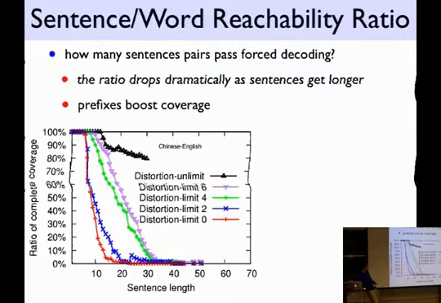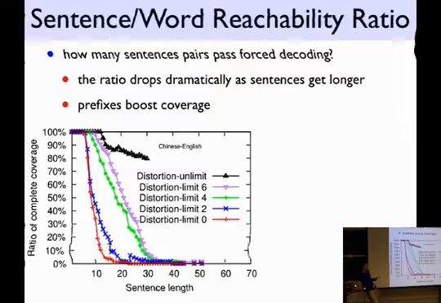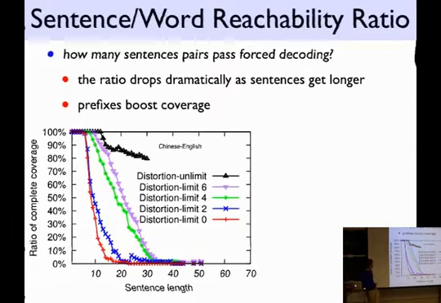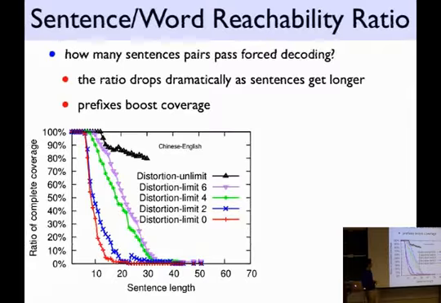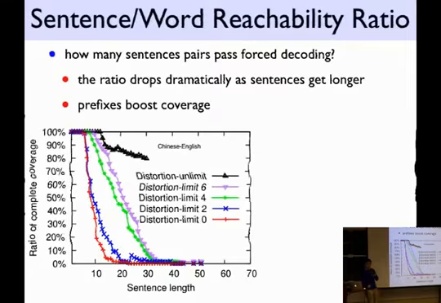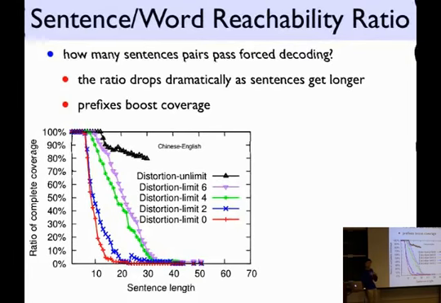So this plot is about the reachability ratio, right? So how many sentence pairs are reachable, or in other words, have at least one forced decoding derivation? Okay, so it depends on distortion limit. If your distortion limit is 0, which means you have to do monotone translation, well, it doesn't mean that each word is translated one by one. It means each phrase is translated one by one. So you still can do some local distortion within phrases. And if the phrase has like 5 words, you have local distortions.